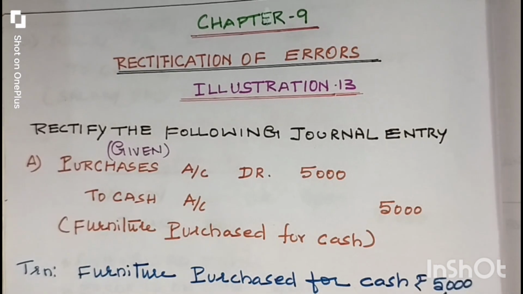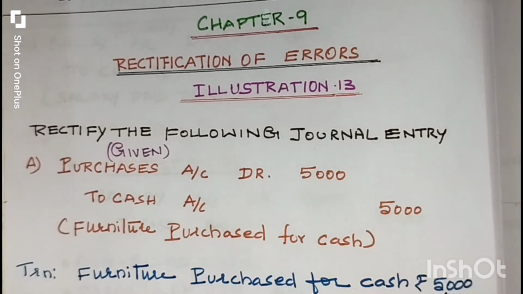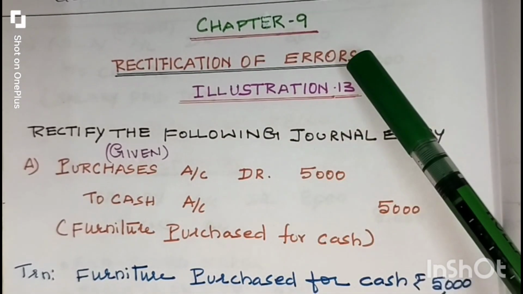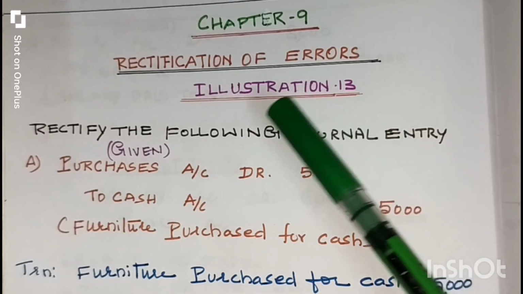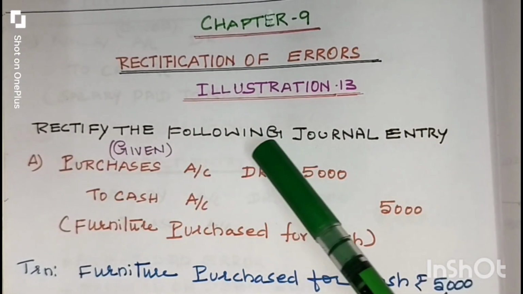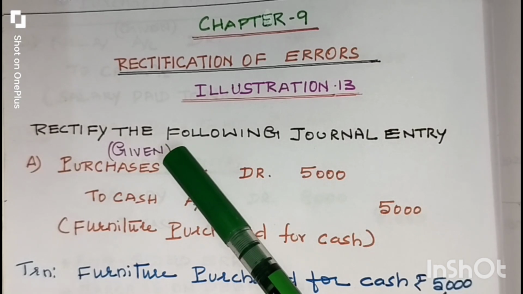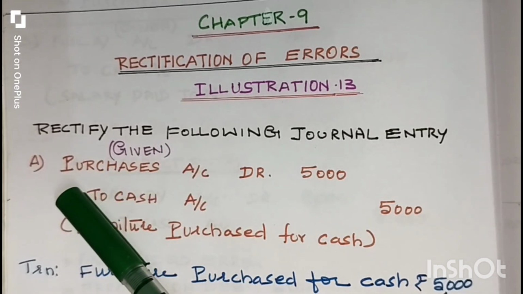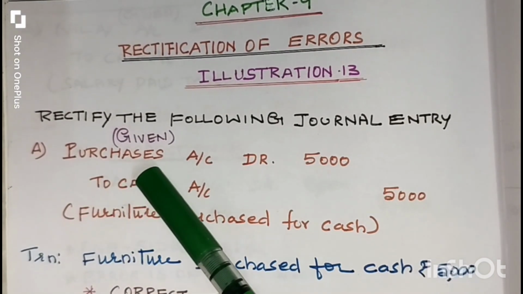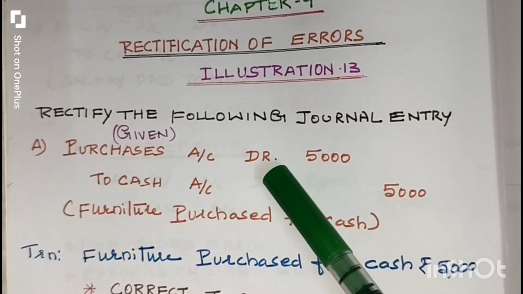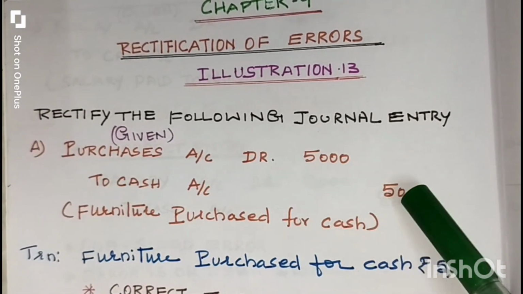In this video, we are going to learn about 11th Standard Accountancy, Chapter 9, Rectification of Errors, Illustration Sum number 13. The heading is Rectify the following journal entry. They have given here the error journal entry. We need to rectify it. The first error journal entry is purchases account debtor 5,000 rupees to cash account 5,000 rupees.